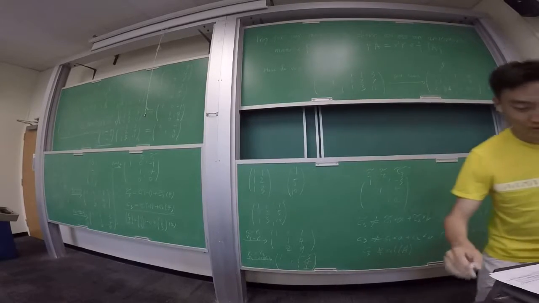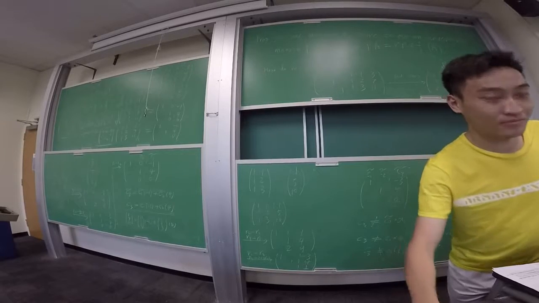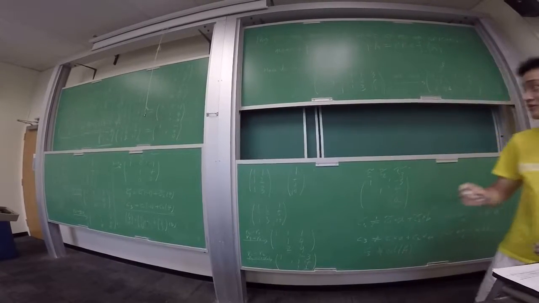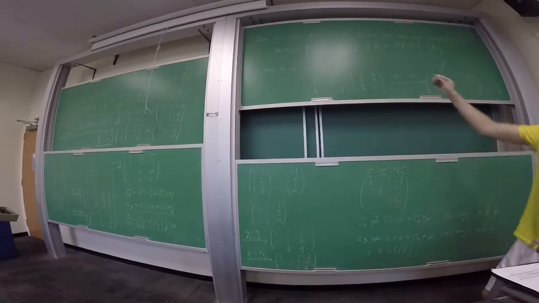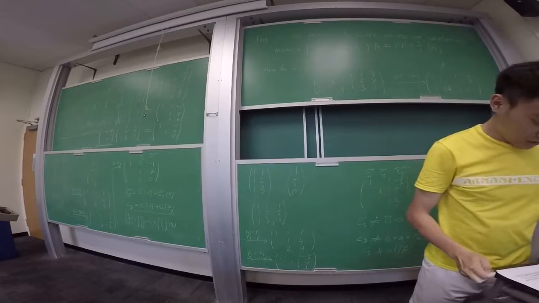Okay. Any questions? Okay, so you can practice finding such a P where PA is in reduced echelon form.